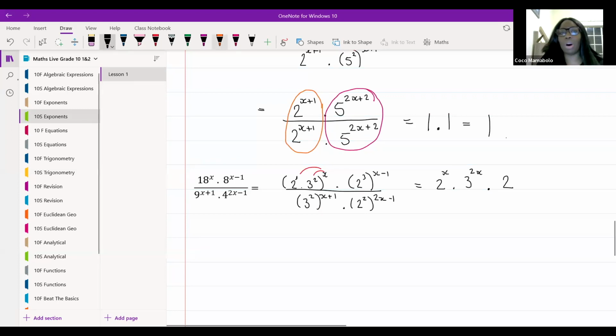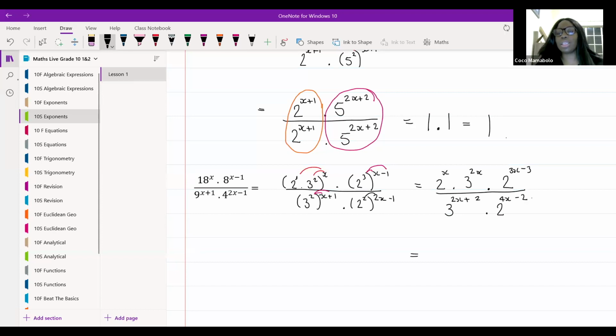2 to the power of, let's distribute, guys. 3 times x, 3 times negative 1. 3 times x will give me 3x minus 3 over, at the bottom, I'm going to get 3 to the power of, distribute, 2 times x will give me 2x, plus 2 times 1 will give me 2, multiplied by 2 to the power of 2 times 2x is 4x, and 2 times negative 1 is negative 2.